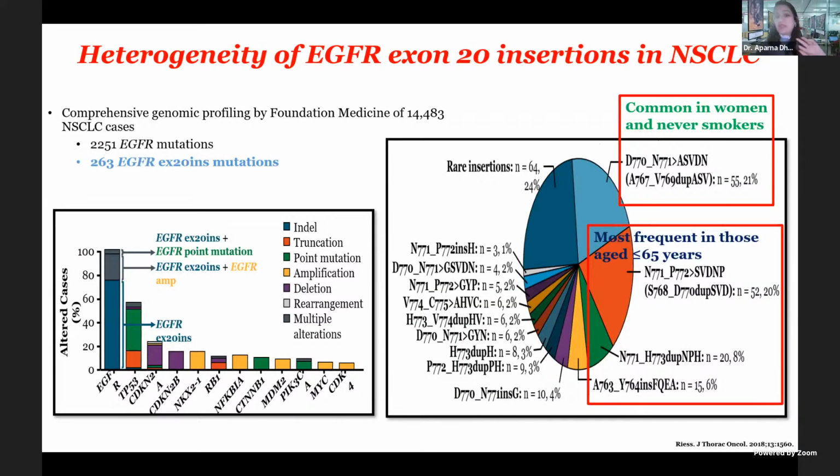What makes these even more interesting is that there are certain mutations that you see, the V769 and D770, in patients 65 and above. However, V763 to V764, and 773, V774, we see in patients less than 65 years. Again, you've got a couple of mutations that are synonymous with never smokers and with women. Interestingly, these mutations are associated with features characteristic of true oncogenic drivers, including the infrequent co-occurrence of other driver mutations, and they are also known for having a very low TMB.